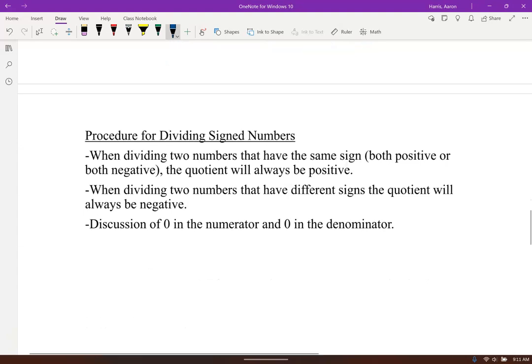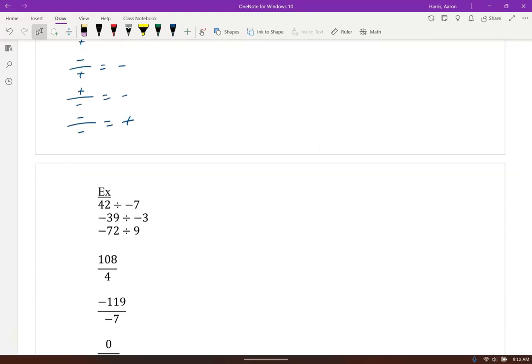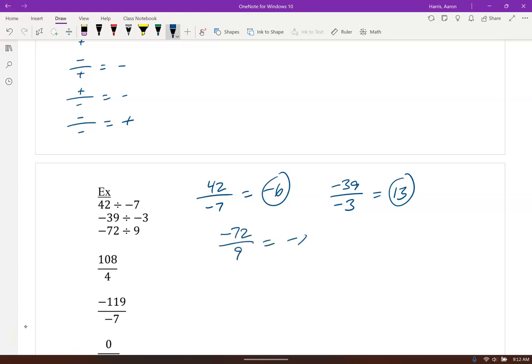When you're dividing, right, a positive divided by a positive is still positive. Negative over a positive would be a negative. A positive over a negative is a negative. And finally, a negative divided by a negative would be a positive. So let's do these ones here. 42 divided by negative 7 is negative 6. Negative 39 divided by a negative 3. Negative over a negative is a positive. Negative 72 divided by a positive 9, negative 8.